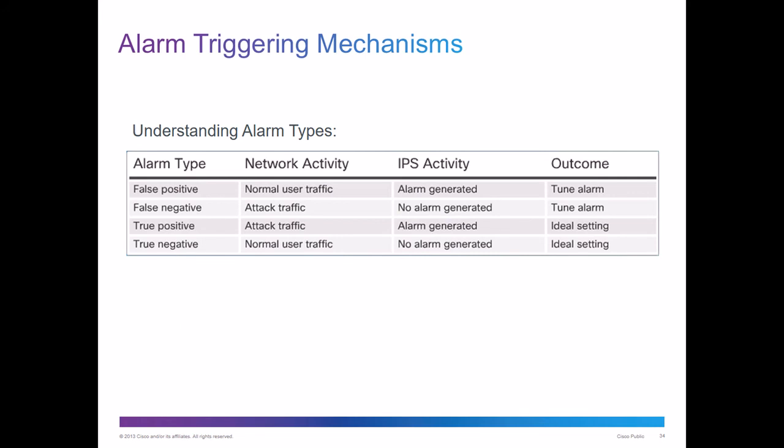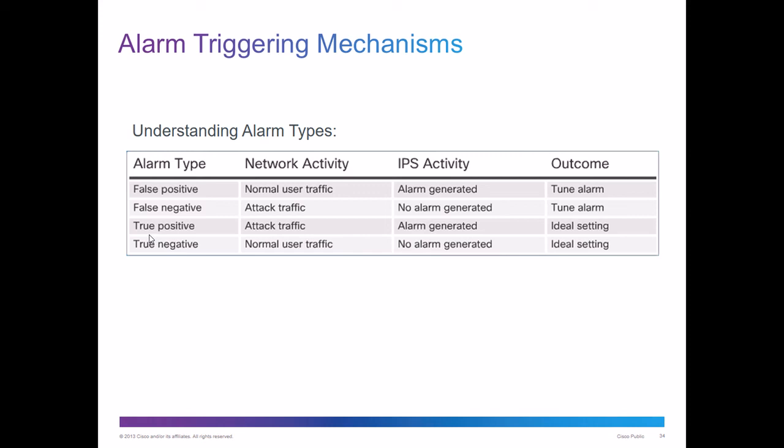All right, the alarm triggering mechanism. There are four different types, and I remember when I took the Cisco security exams, I think one question came up on there. All right, the different types. When you are fine tuning your IPSs, you need to know that what you want is true positive and true negative. Let's get those out of the way first.